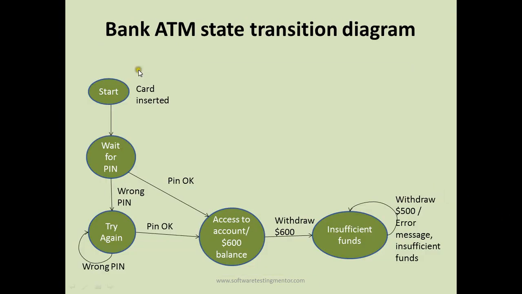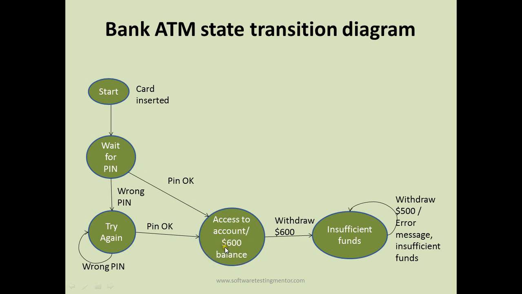Here, if you see, the initial state is the start state, wherein you insert the card. You go to the ATM machine and you insert the ATM card in the machine. Once the card is inserted, the state of the ATM changes. It waits for the PIN. In case you enter the PIN and the PIN is right, you directly get access to your account. That's another state in the ATM software. You get access to the account.